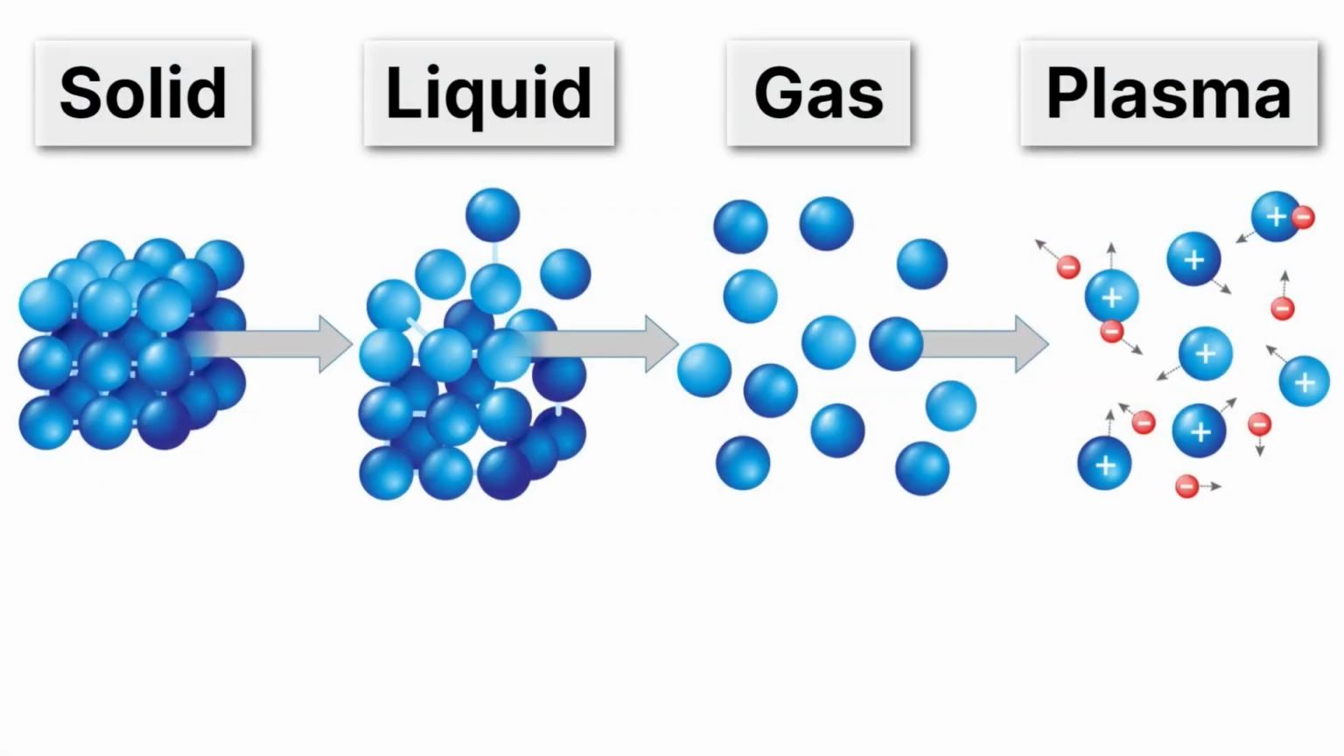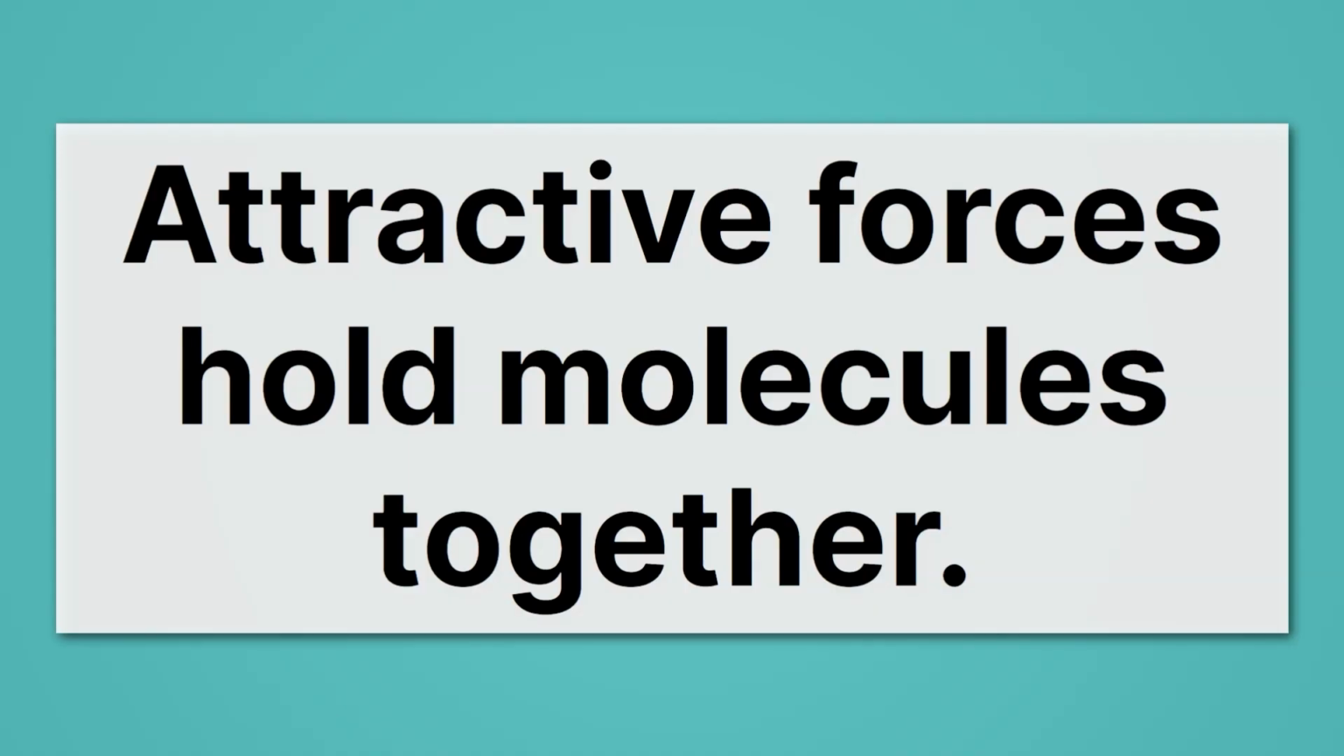Here we have our four phases that we looked at in our last lesson: solids, liquids, gases, and plasmas. Now, if I take all of the energy out of a substance, that is, I cool it to absolute zero, what phase will it be? It will be a solid. And that's because there's attractive forces that hold atoms and molecules together. They naturally want to be next to each other. So it's really important to remember that attractive forces hold molecules together.